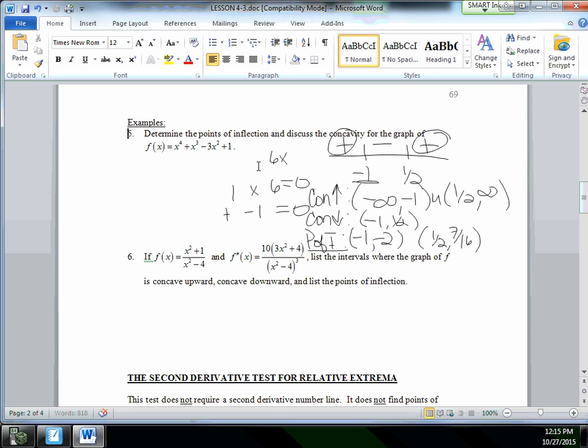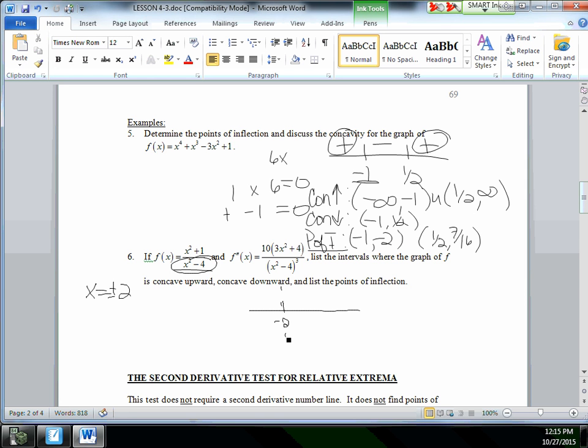Okay, so they've already done the hard work for us. They've given us the second derivative because it was going to be kind of messy to clean up. And at this point, we're just working on concavity. But once again, we need to determine what x can or can't be. So look at the original function, and right away we know x cannot equal plus or minus 2 because those are vertical asymptotes.